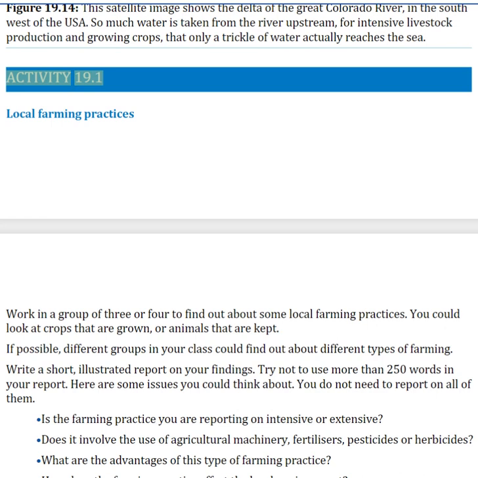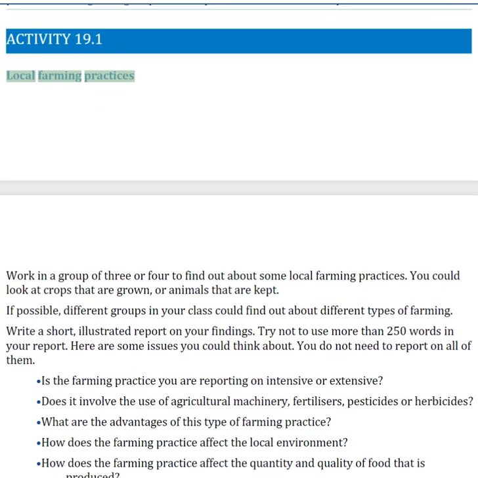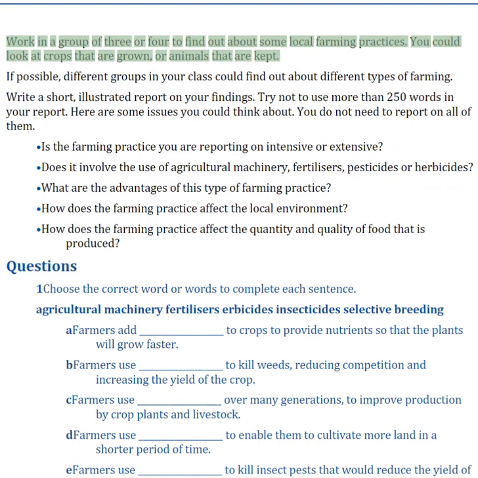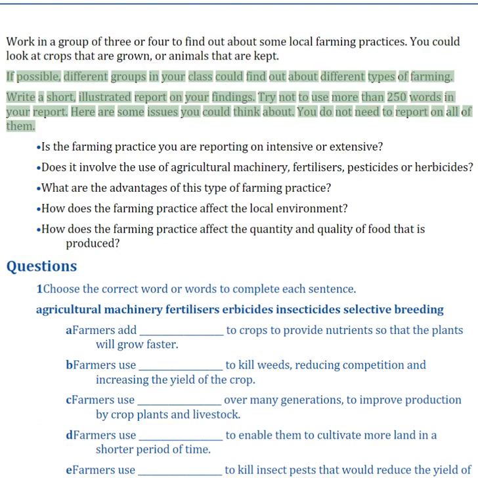Activity 19.1 Local farming practices. Work in a group of 3 or 4 to find out about some local farming practices. You could look at crops that are grown or animals that are kept. If possible, different groups in your class could find out about different types of farming. Write a short, illustrated report on your findings. Try not to use more than 250 words in your report.